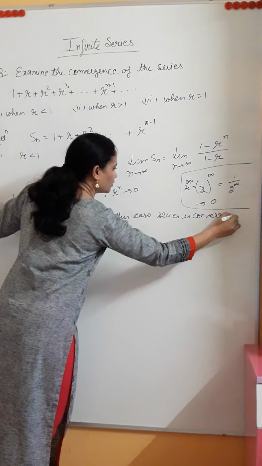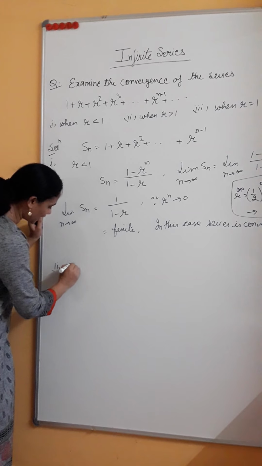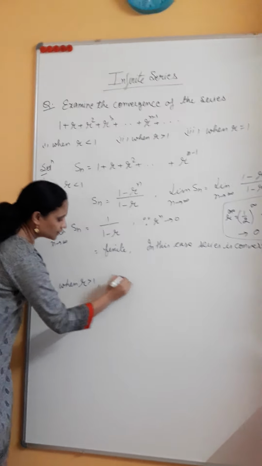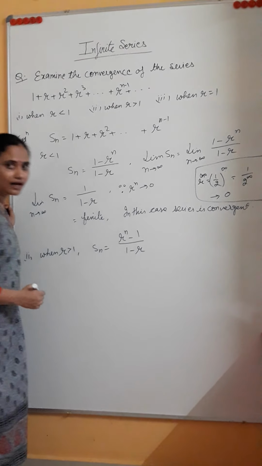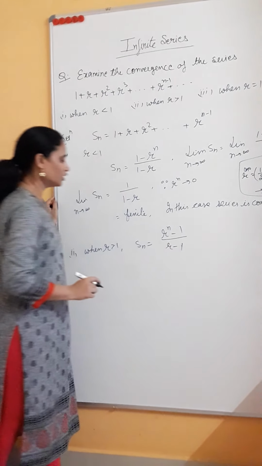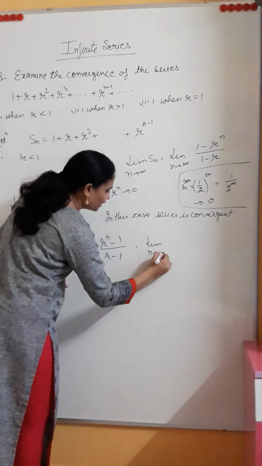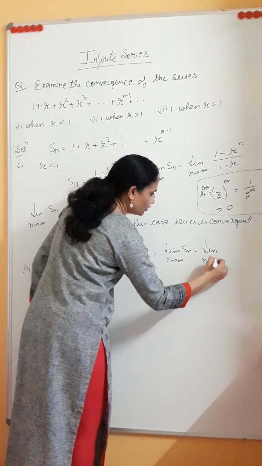Okay. So now let's test when r is greater than 1. It is clear that when r is less than 1, the series is convergent. Second, when r is greater than 1. In that case, what is the sum of first n terms? This is (r power n minus 1) divided by (r minus 1). In the denominator also it will change to r minus 1. So when n tends to infinity, now again we have to apply the limit on the right hand side also.